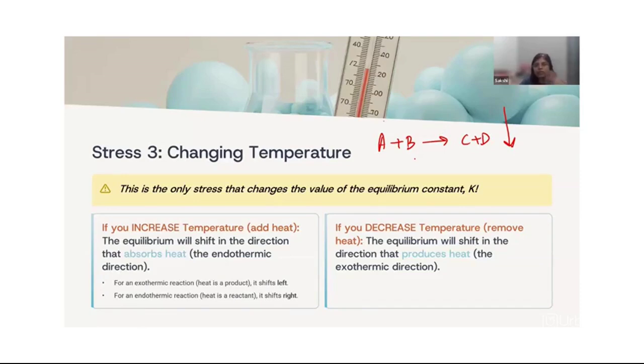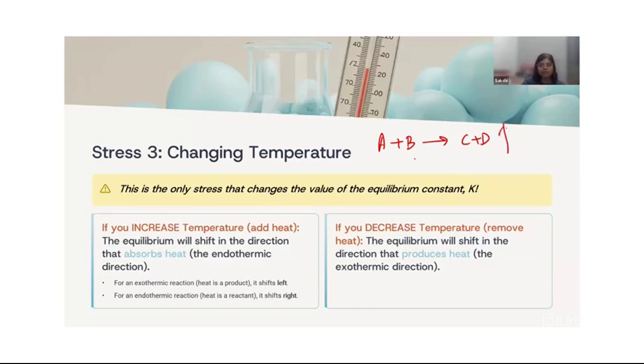So what will you do? The reaction will shift towards the right then, right, to absorb the heat. Okay. So I hope you have understood this. What happens during the decrease of temperature? If you decrease the temperature, that means we are removing the heat, right? So the equilibrium will shift in the direction that produces heat.